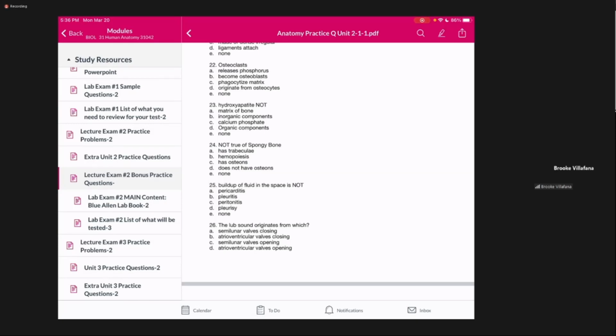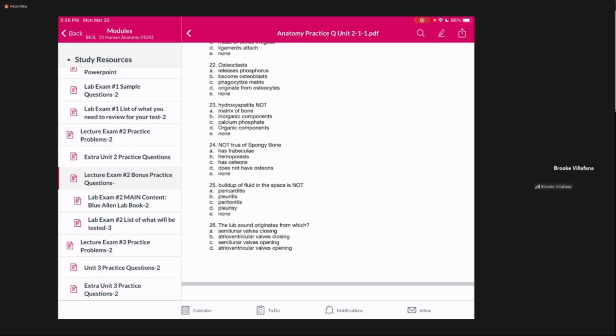So we know that it's made of inorganic components. We know that it composes the matrix of bone, and it's made of calcium phosphate and calcium hydroxide. So yes, D would be the correct option because D is not true. Good job. Sorry about missing the word there. Should say not true.